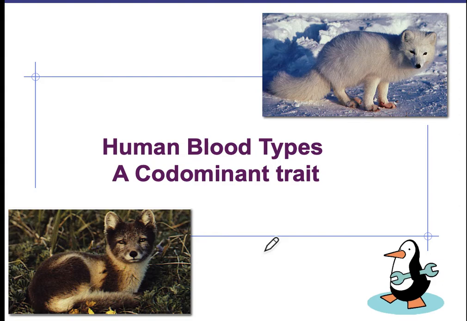Hi bio people, we are in lesson 3 of genetics, and today we are going to talk about codominant traits and human blood types. Human blood types are an excellent example of codominant traits. Plus, who doesn't want to know about their blood type, right?